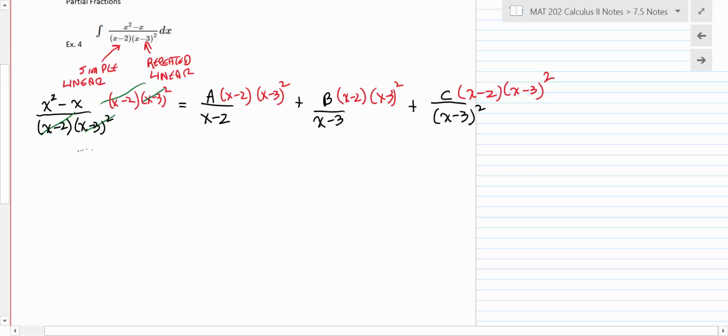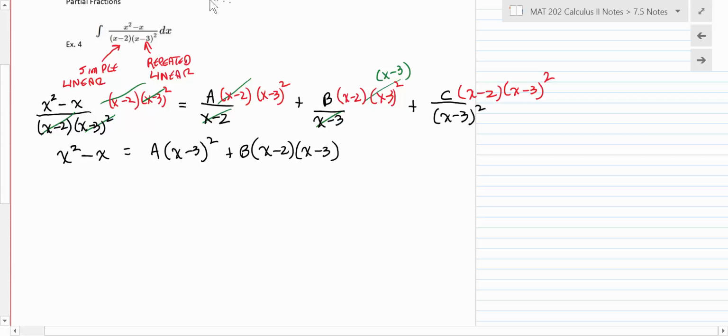Okay, so that's going to leave me with x squared minus x. Let's see, the next one, the x minus 2's cross out, so that's going to leave me with A times x minus 3 to the second. And the next one, one of the x minus 3's crosses out, just one of them though. So that'll be plus B times x minus 2 times x minus 3 like that. Then the next one, that crosses out, so that will leave you with plus C times x minus 2 like that. Okay, everybody good with that?